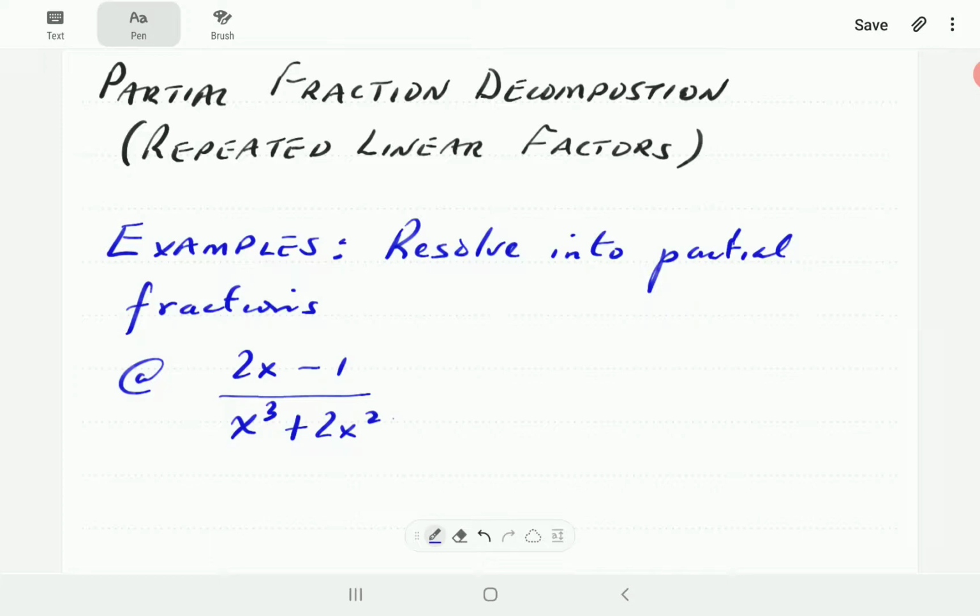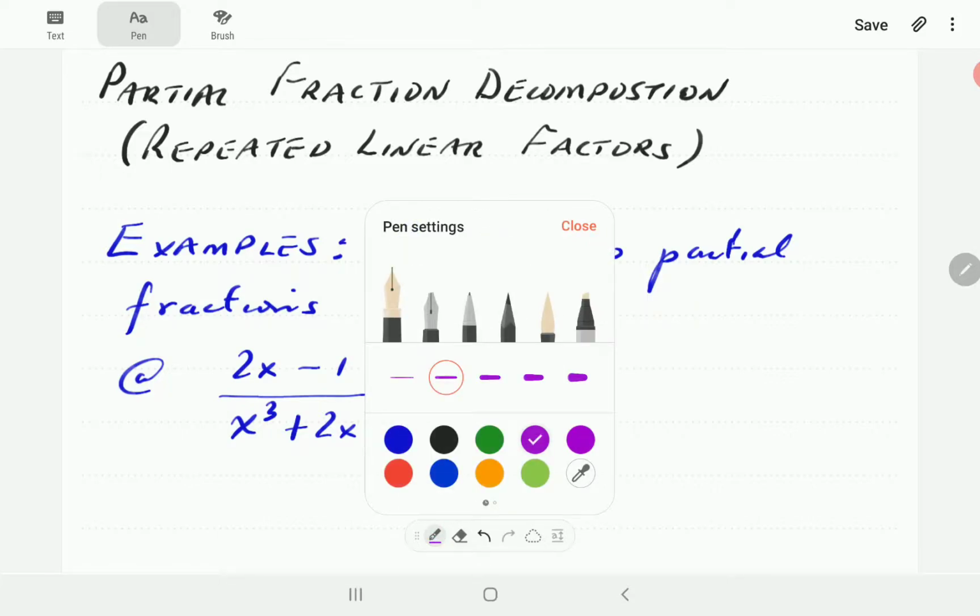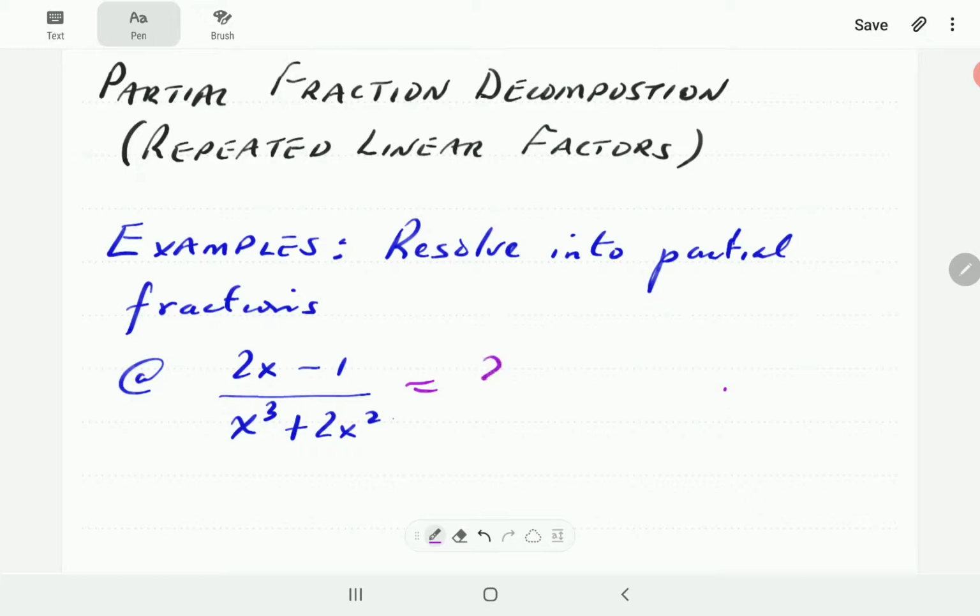Okay, so in this example, just looking at this rational function, the numerator is of degree 1, the denominator is of degree 3, so this is a proper rational function. So we can go ahead and factorize this. We just need to factorize the denominator. The common factor is x squared, so it's going to be x squared times (x plus 2).